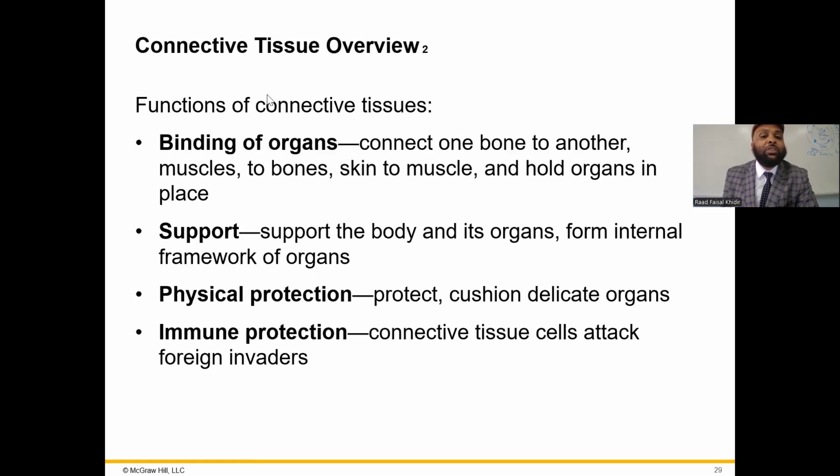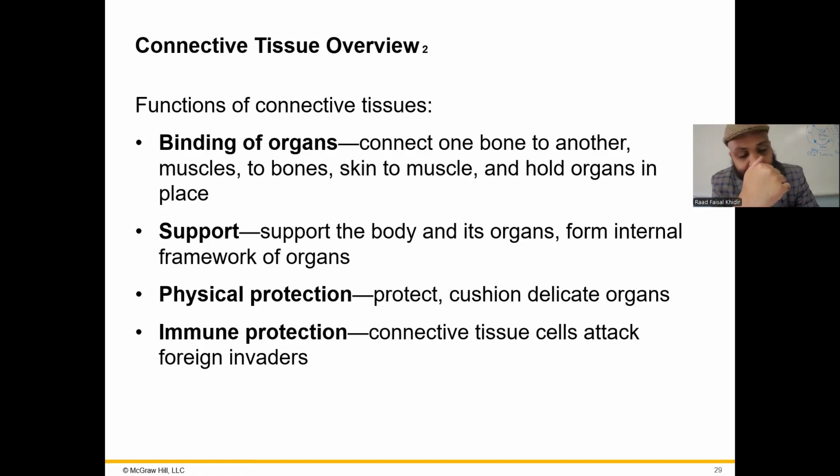So what are the functions of the connective tissue? The connective tissue is not like the epithelial tissue. It's not there for protection, gland secretion, or excretion of waste. The function of the connective tissue obviously is to connect and bind. So the connective tissue functions are, number 1, the binding of the organs. It connects one bone to another, muscles to bones, skin to muscle, and holds the organs in place.